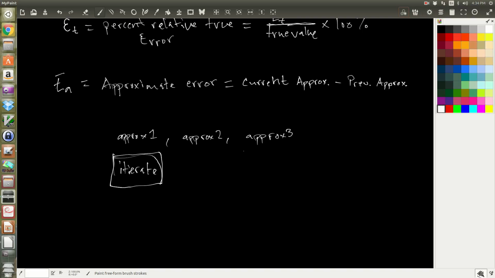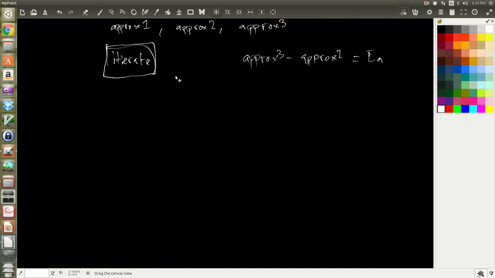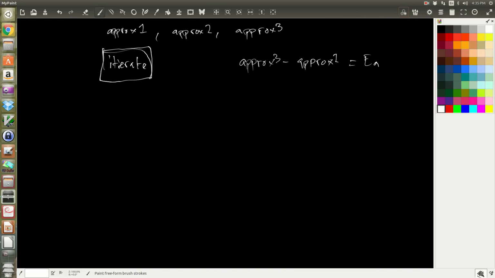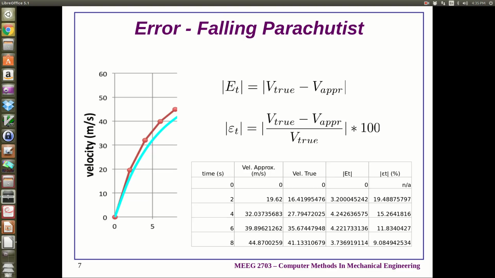So if I wanted to estimate the error at iteration 3, I would take my third approximation minus my second approximation. And that would be equal to my approximate error. Let me give you an example of this. Let me show you on my slides here.